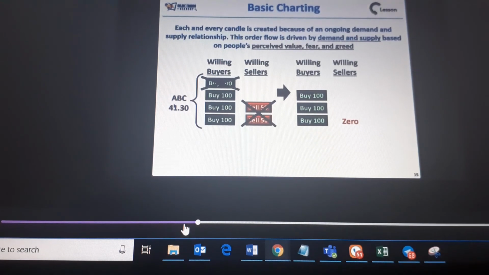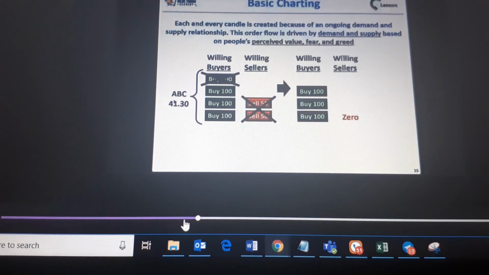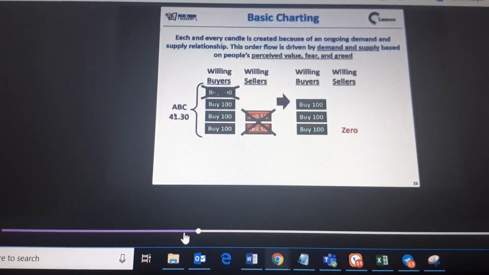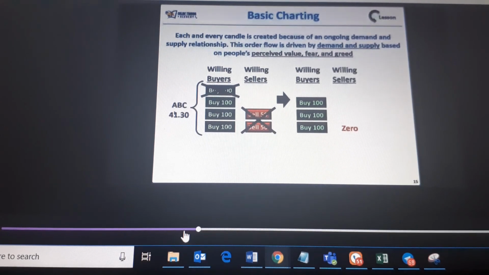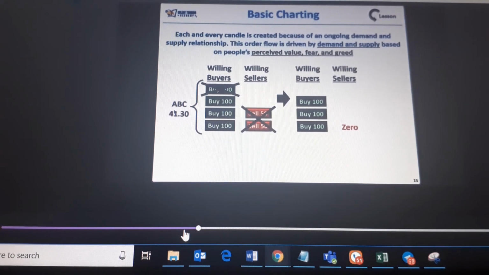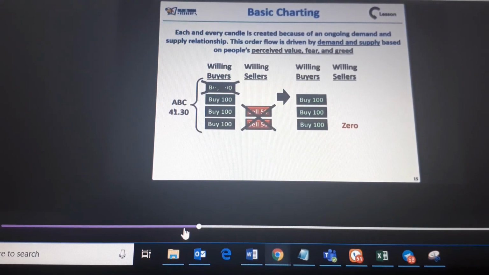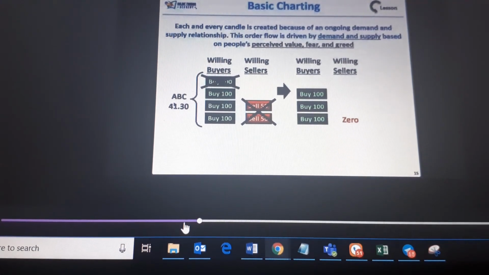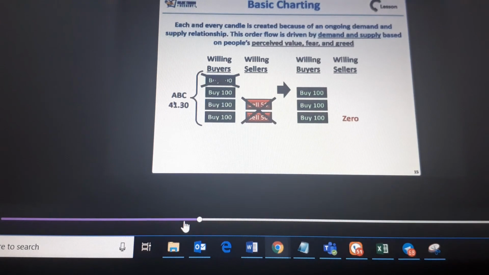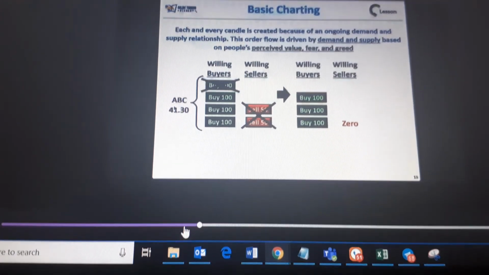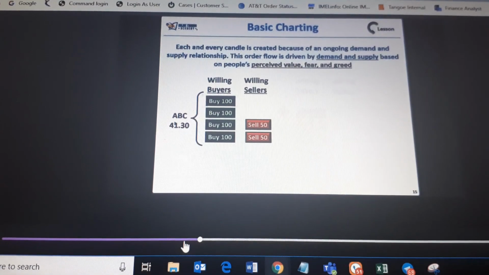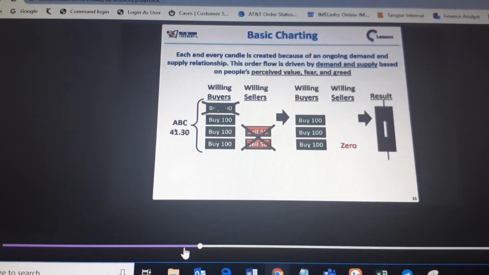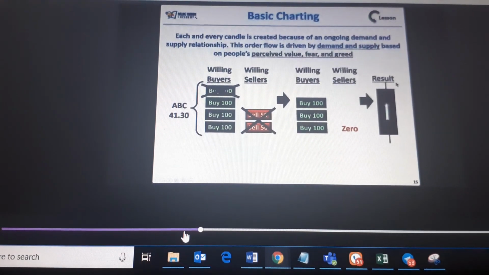Pay more, right? They have to increase the price, because the sellers are not ready to come down. They are not bogged down by the price. They are saying that if you want to buy, come at my price, 41.70. I am going to sell to you at 41.70. So if these buyers still want to buy this ABC stock, they have to increase the price. This is how the price gets increased or decreased in a stock or a market. The result: the prices go up.